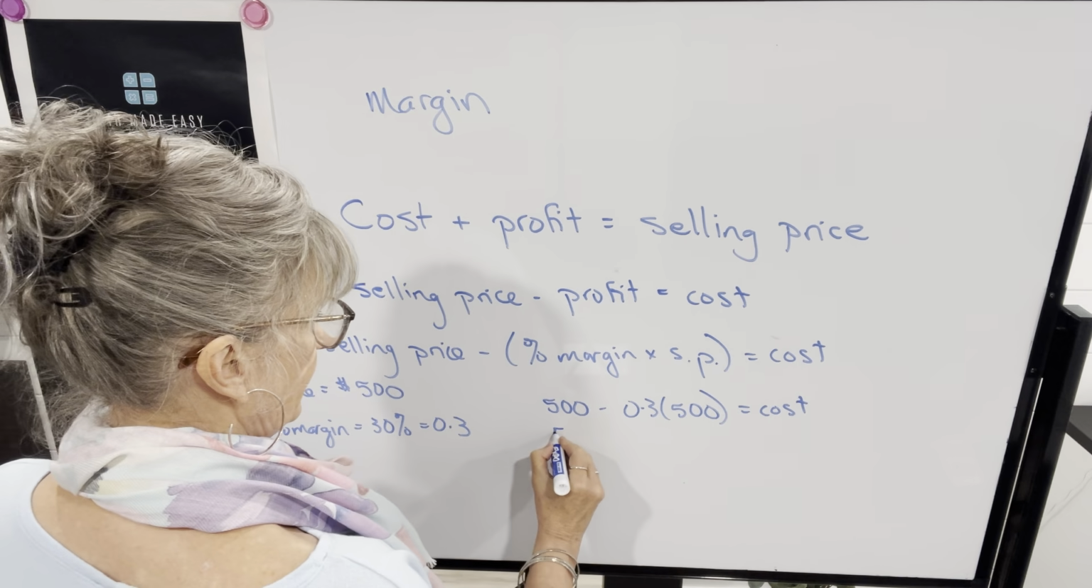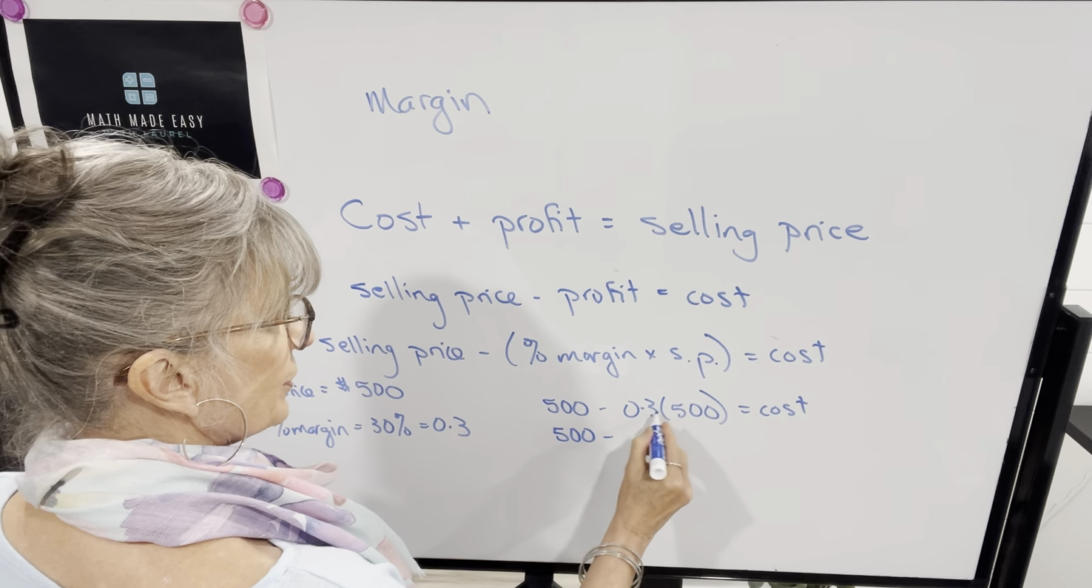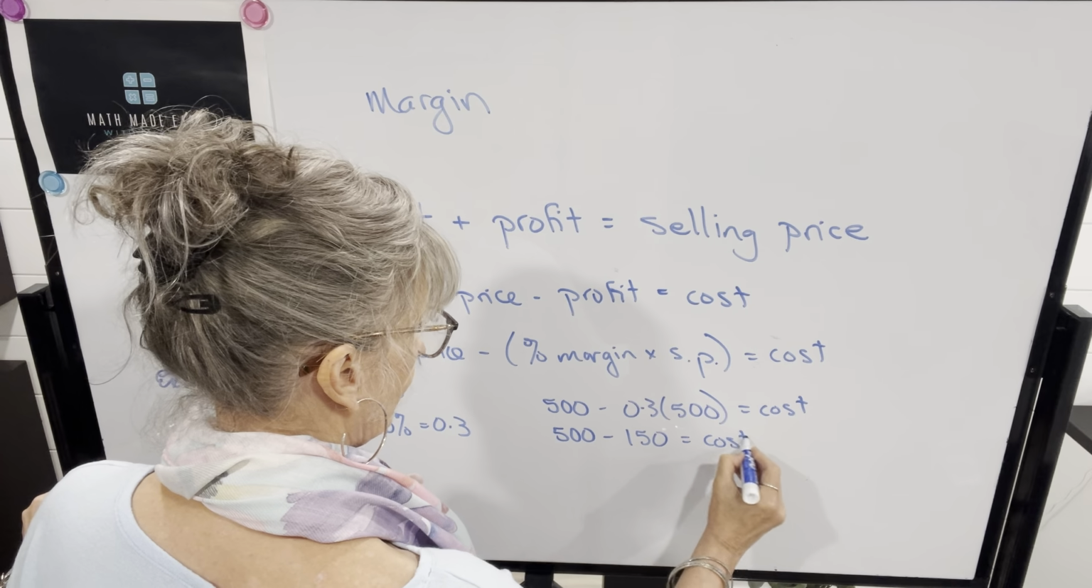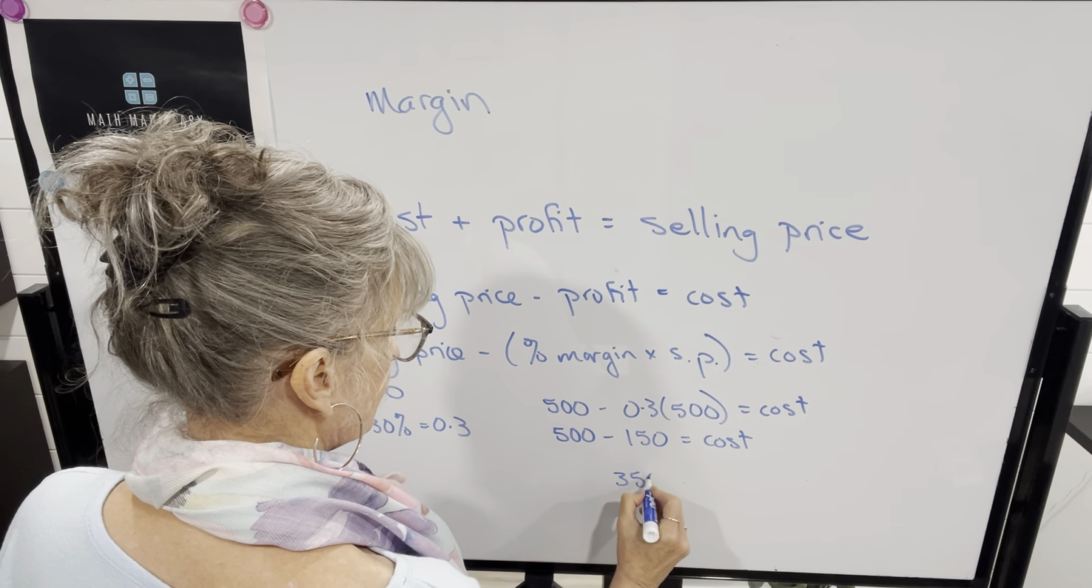So it would be 500 minus 30% of 500 is 150, and that would be $350.